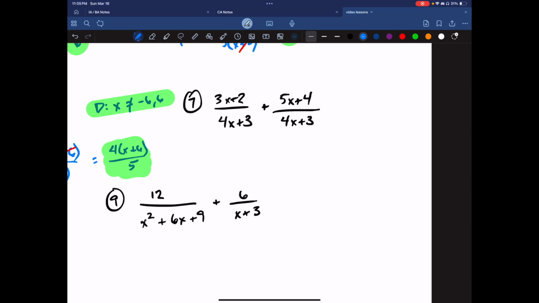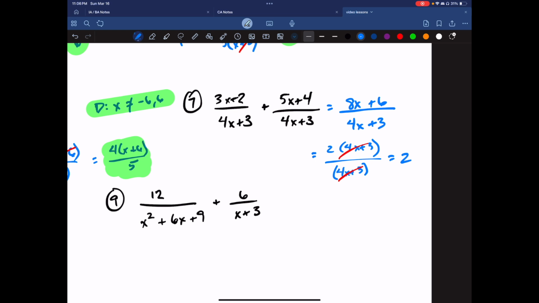On 7, I'm adding rational expressions. So I need a common denominator. I have one. And so I literally just combine like terms and put them over my common denominator. So 3x and 5x is 8x. 2 and 4 is 6. Well, looky there. 8x plus 6 is really close to 4x plus 3. And it turns out if I take a 2 out of the top, I can get that to show up. And so that'll go away. And I'm simply left with 2 as my answer.